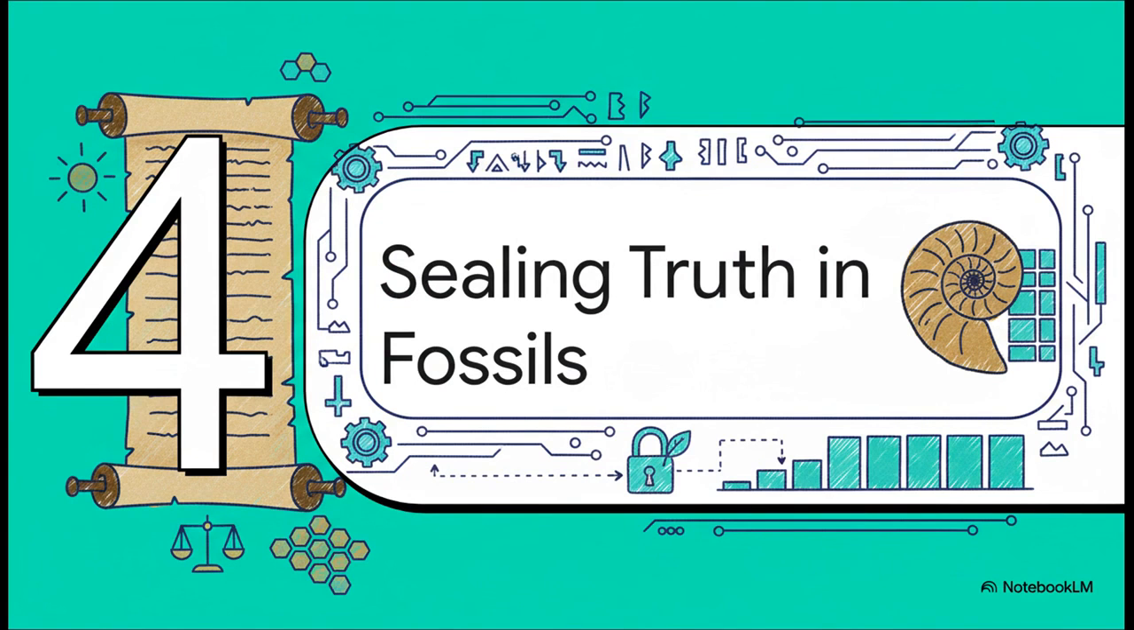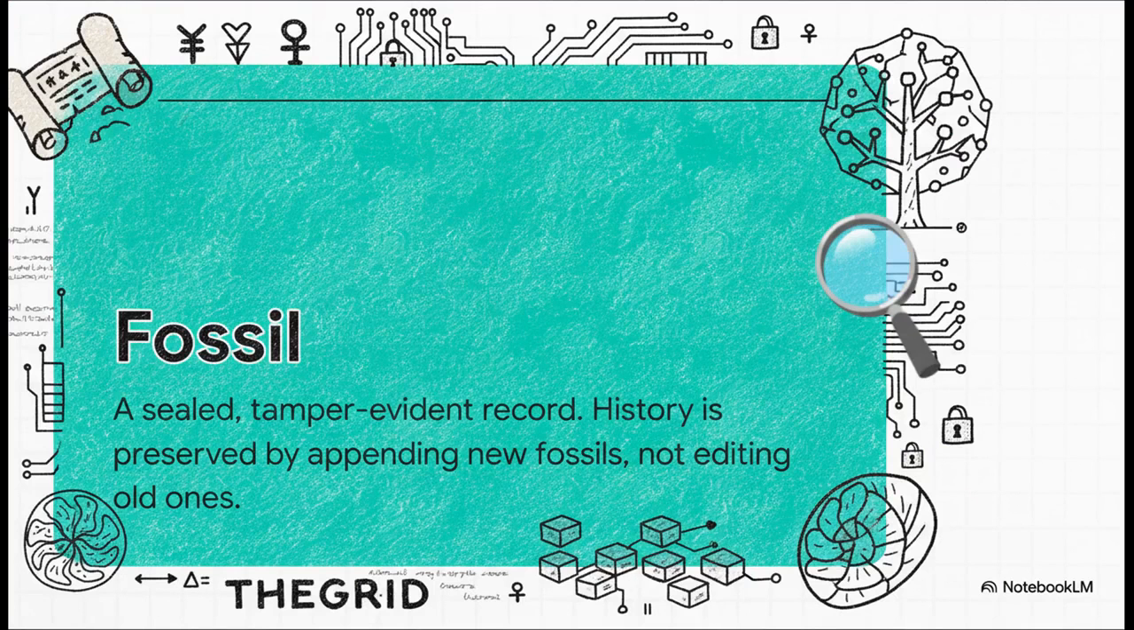So we've covered the why and the how. Now let's get to the what. What does this entire system actually produce? Well, it all comes down to one core concept, the fossil. And a fossil is exactly what it sounds like. It's a permanent record set in stone. It's a sealed, tamper-proof snapshot of information that has survived the system's brutal verification process.